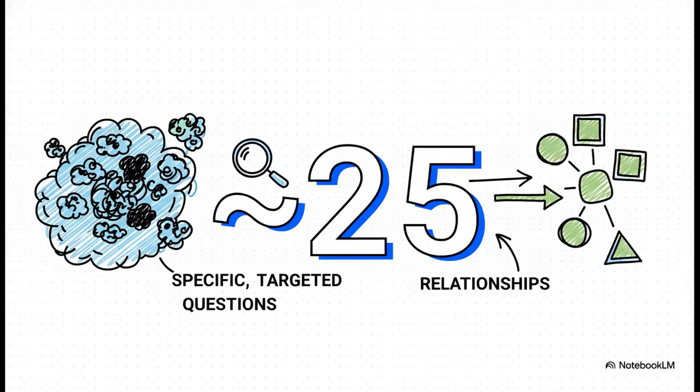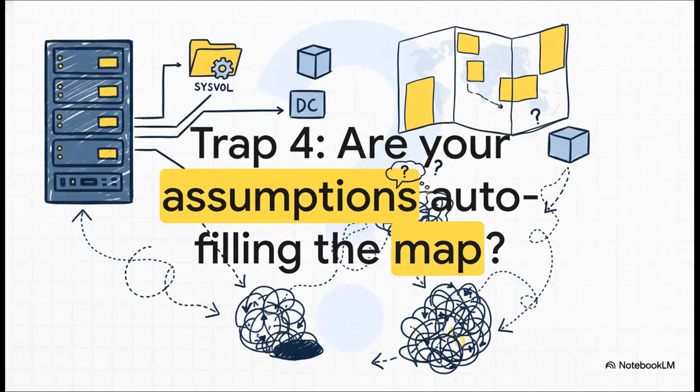And believe me, this isn't just theory. The time you save is real. Getting into the habit of asking targeted questions can easily save you 25 minutes every single time you go through a domain. You stop drowning in data and you start seeing the actual relationships. Okay, this one is subtle, but it is deadly.